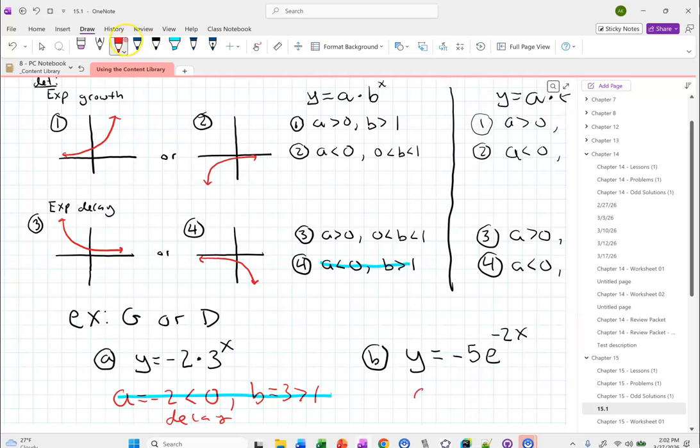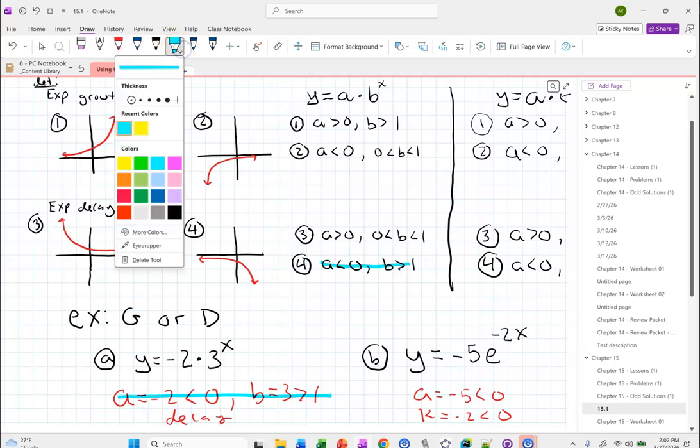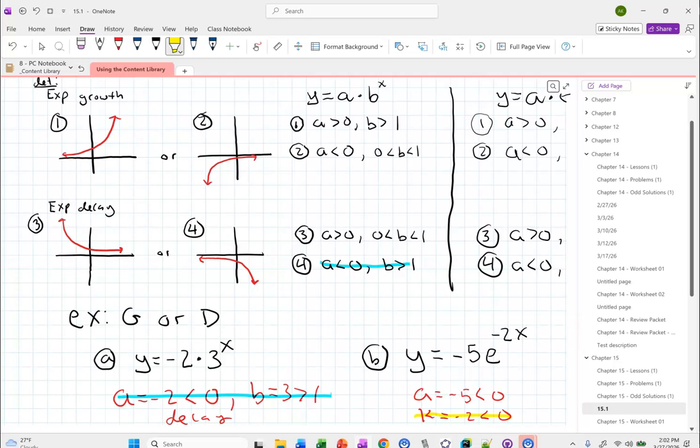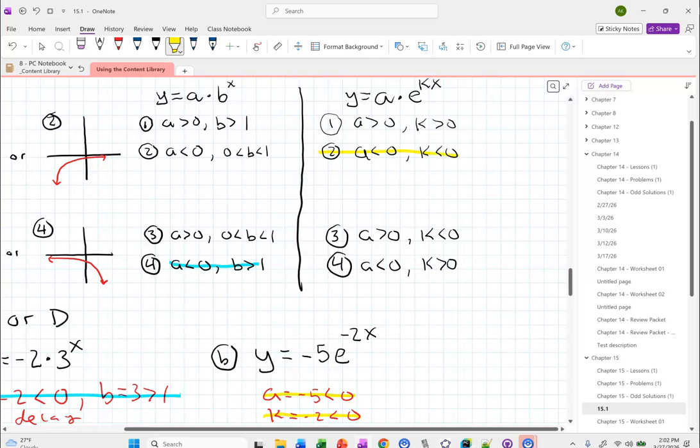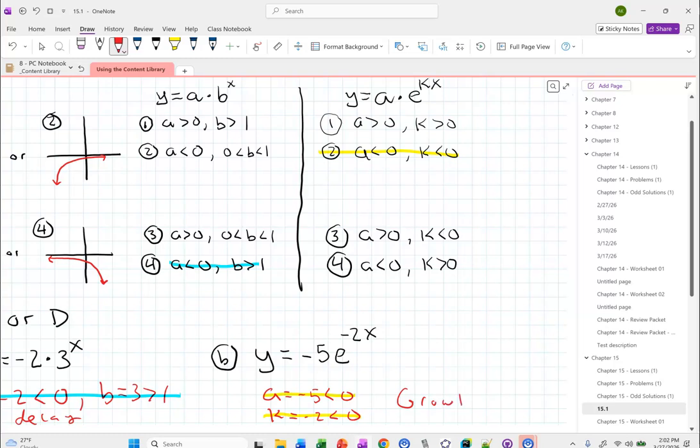If I look at the next situation, here we have a is -5, that's negative, and k is -2, that's negative. So this is situation 2. So here we have growth. Is everybody cool with how to identify if something's growth or decay by looking at the equation? You basically just check it against the criteria we listed, and that's all there is to it, right?